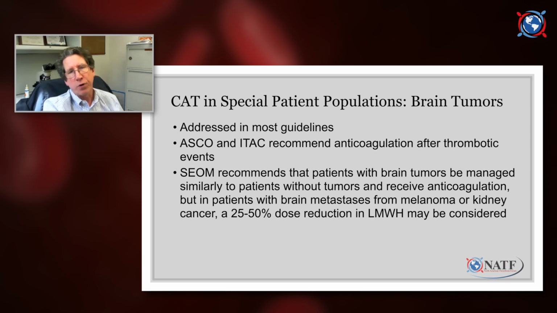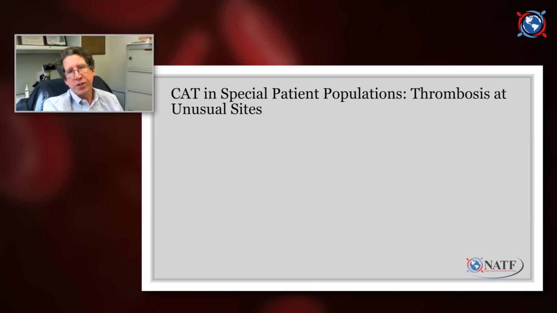They do recommend, however, that providers consider a 25 to 50% dose reduction of low molecular weight heparin in high-risk patients with metastatic renal cell or melanoma or brainstem glioma as their tumor. In patients that have unusual sites of thrombosis, several of the guidelines focus on these as well.